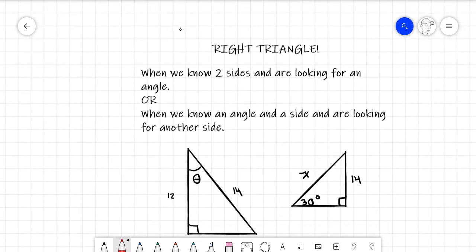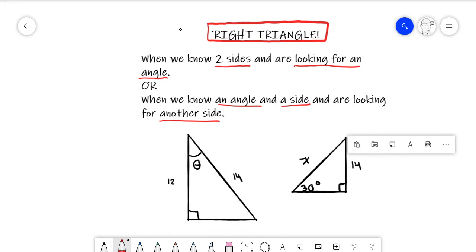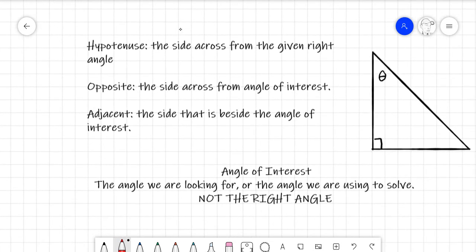So first of all, where do we use SOH-CAH-TOA? Well, SOH-CAH-TOA can only be used in right triangles, right angle triangles, so that means that there's only one right angle in your triangle. And we usually use it when we know two sides and are looking for an angle, or when we know an angle and a side and are looking for another side. So for example here, if we knew this side and this side, we'd be able to find this angle with SOH-CAH-TOA. Or if we knew this angle and this side, we would be able to find x, this side, with SOH-CAH-TOA.